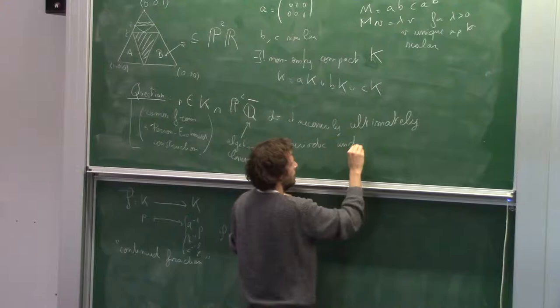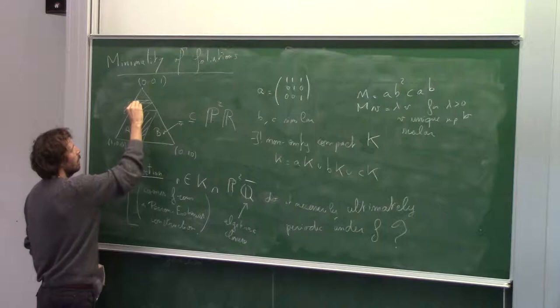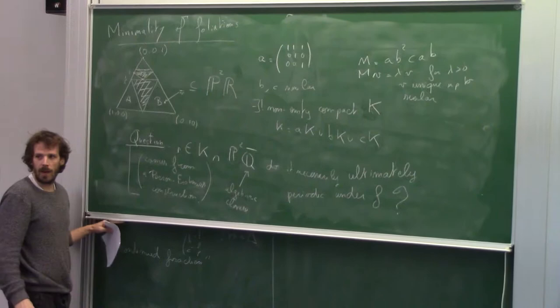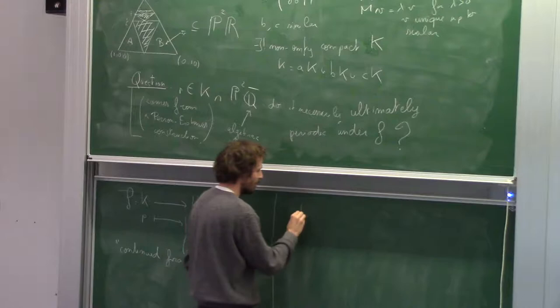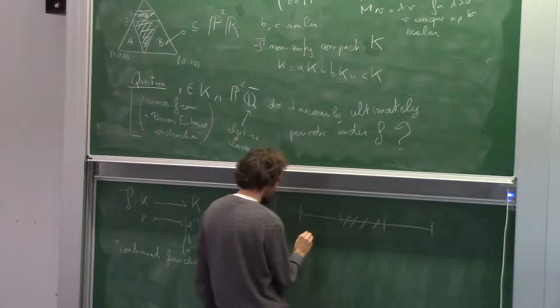K in the picture is the complement of all these triangles that you need to remove. So it's very much like the triadic Cantor set. If you find it too hard, you can start with the same question with the triadic Cantor set. So you remove this part and you start again. So it's C.